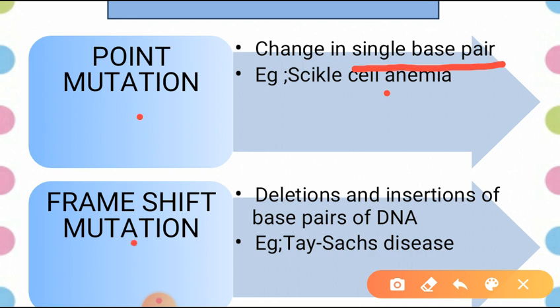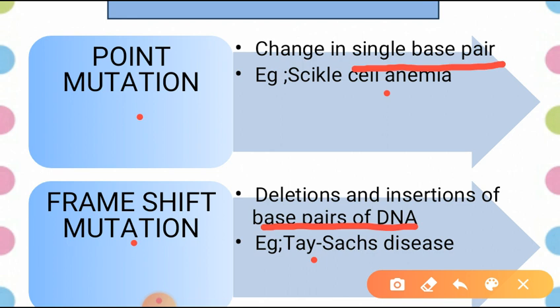Second is called a frame shift type of mutation. Here, either deletion or addition of base pair occurs in a DNA. That is because of change in only one base pair. Here it is change in more than one base pair. That is either addition of more than one base pair or deletion of base pairs of DNA. That is called a frame shift type of mutation. Example is Tay-Sachs disease.